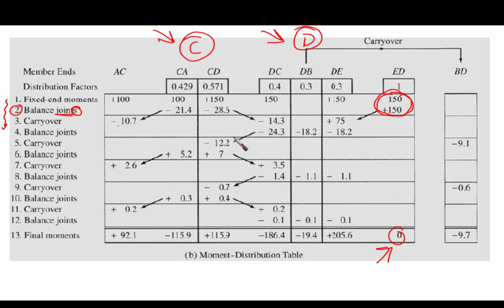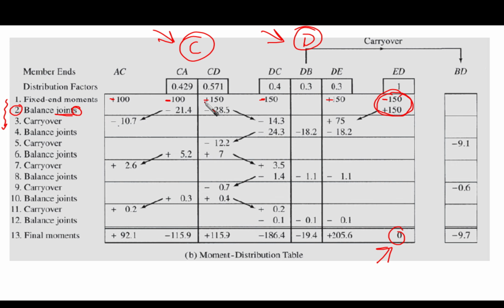Okay, now if you look here, I think we still have some problems with the signs here. This is positive, this is negative, this is positive, and this is negative, I guess. Okay, so we are on the right page here. Now we are going to balance points C and D. If you look at point C, we have only 100 minus and 150 positive. This means that the unbalanced moment is going to be plus 50, right?